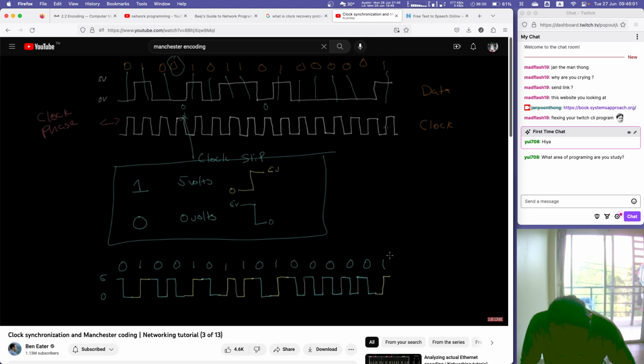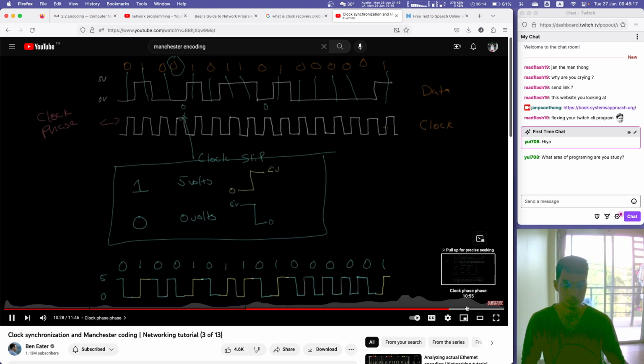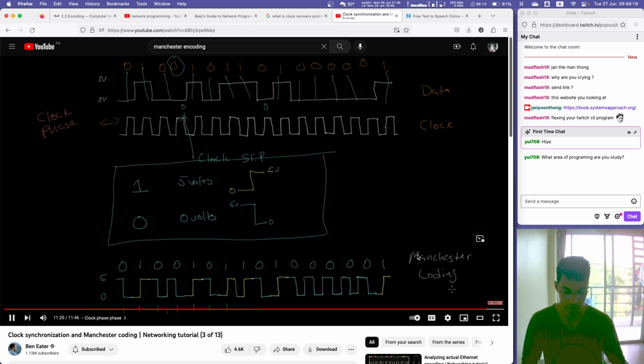So you might be wondering, what's going on here, for example. We're transitioning from 0 volts to 5 volts, so shouldn't we count this as a 1? Actually, we shouldn't, because there's still a clock, and we still expect to see the transitions at the regular interval in Manchester coding.